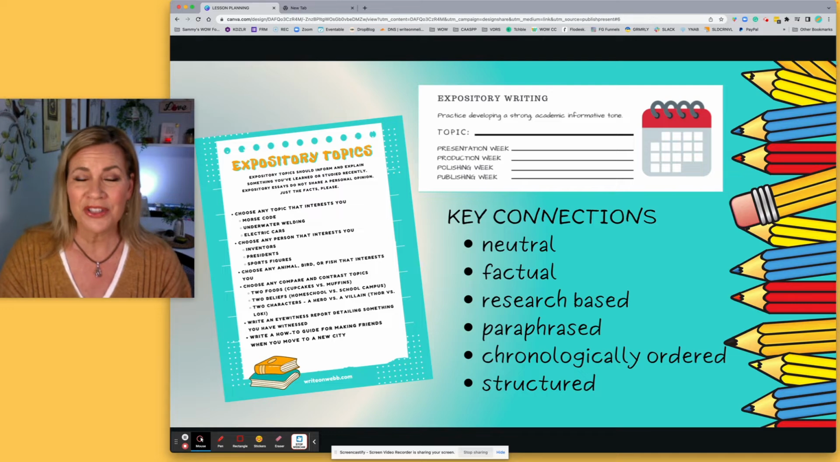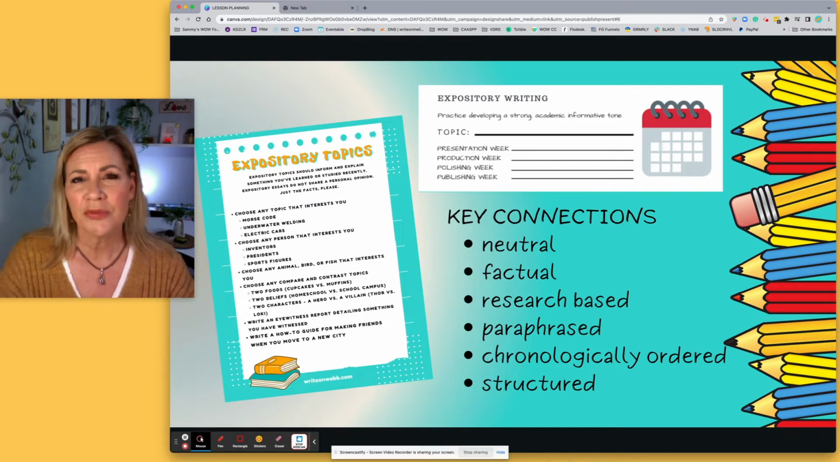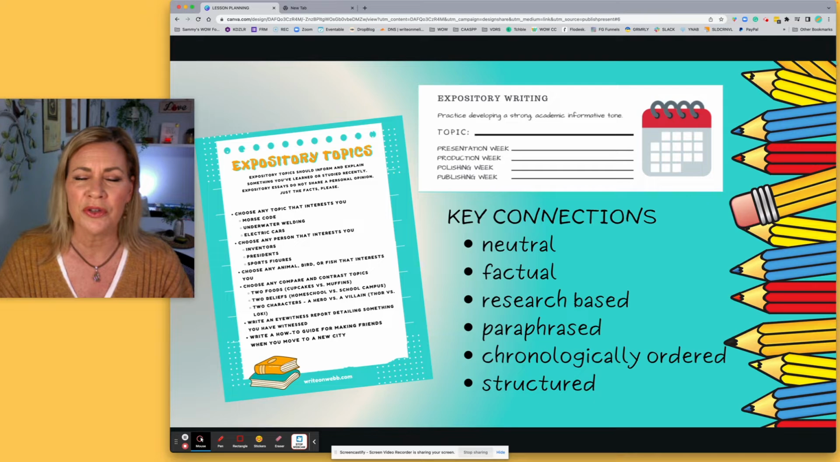So I have some more topic ideas for you, but here are the key concepts and connections I want you to make with your young writer. In any kind of exposition, whether it's explanatory or informative, the writer must remain neutral. Now, that may sound like an easy thing. Well, sure, you're just not going to be opinionated about it. You're just going to summarize something you learned.